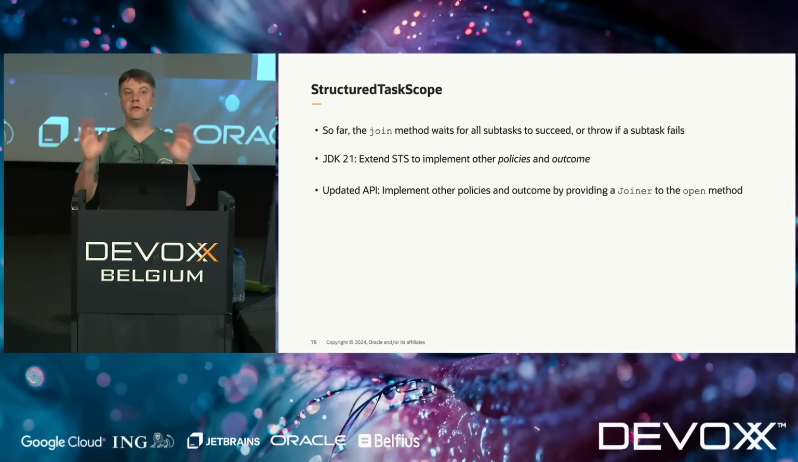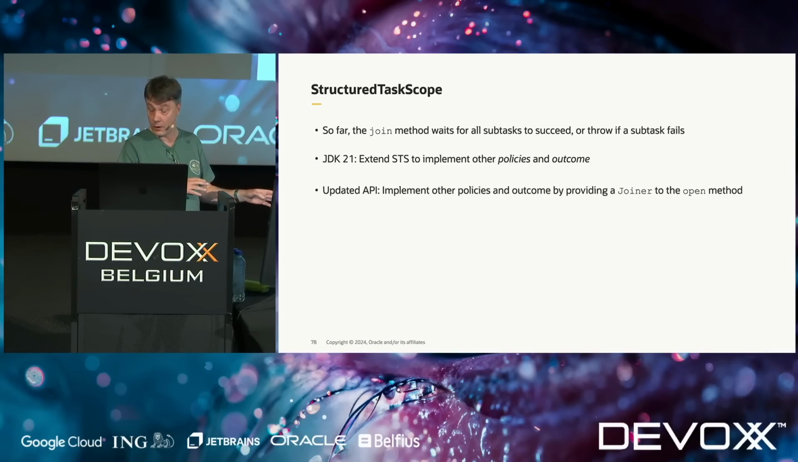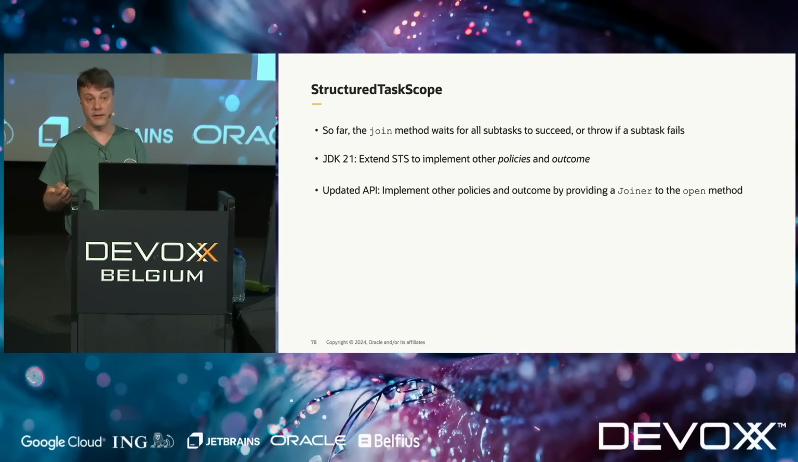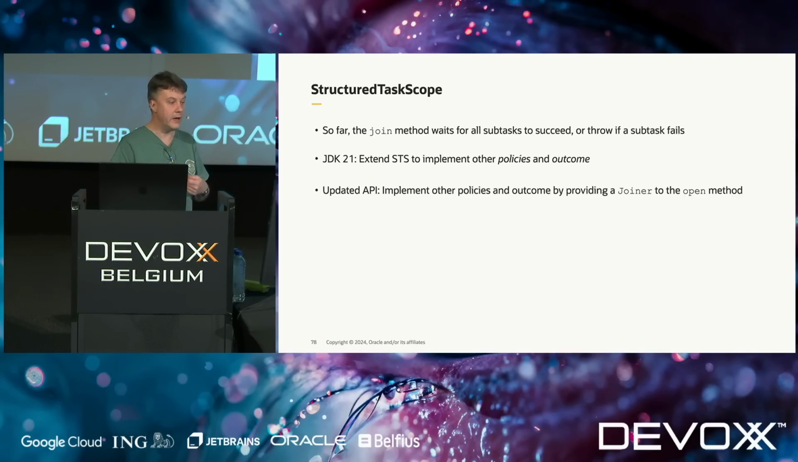So everything so far has been that the join method is basically waiting until all of the subtasks succeed or one of the subtasks fails. This is where we get into the concepts of policy and outcome. Shutdown on failure is what implemented this policy in the old API. In the new API, we have this notion of a joiner. And this is how we implement different types of policy and outcome.